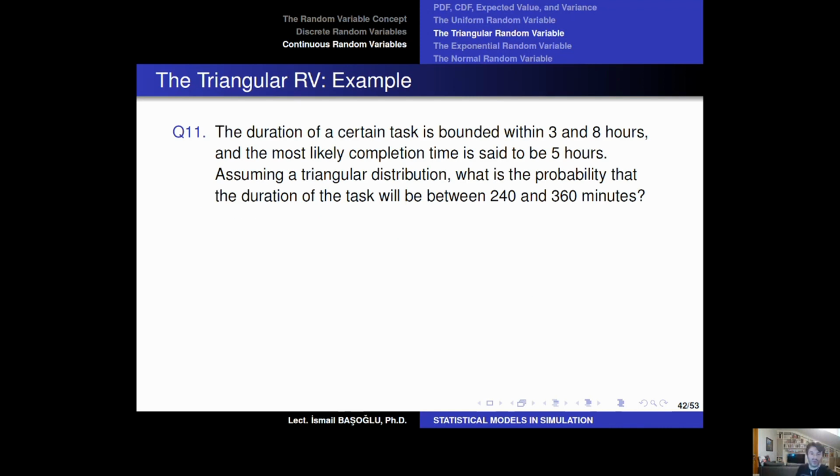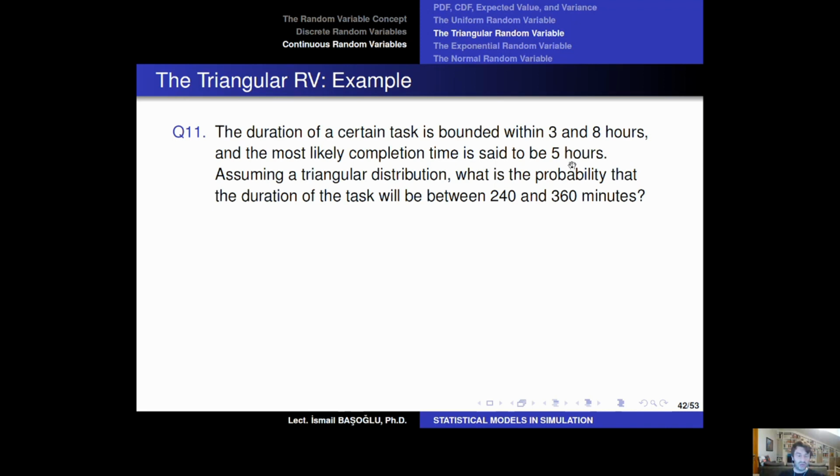Now we are going to solve an example about a triangular random variable. It says the duration of a certain task is bounded within 3 and 8 hours, and the most likely completion time is set to be 5 hours. So this means what? This duration is bounded between 3 and 8 hours. So the least possible value is 3 hours, the largest possible value is 8 hours, and the most likely, the mode of this distribution would be 5 hours.